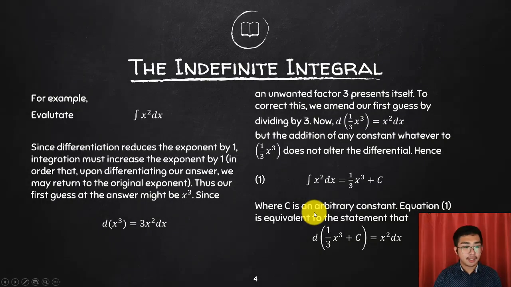So for example, let's try to evaluate the integral of x squared dx. Since, take note of this, differentiation reduces the exponent by 1, integration, therefore, must increase the exponent by 1 in order that, upon differentiating our answer, we may return to the original exponent. So remember what I said, that differentiation is, given a function, deriving it and arriving with the differential or derivative.